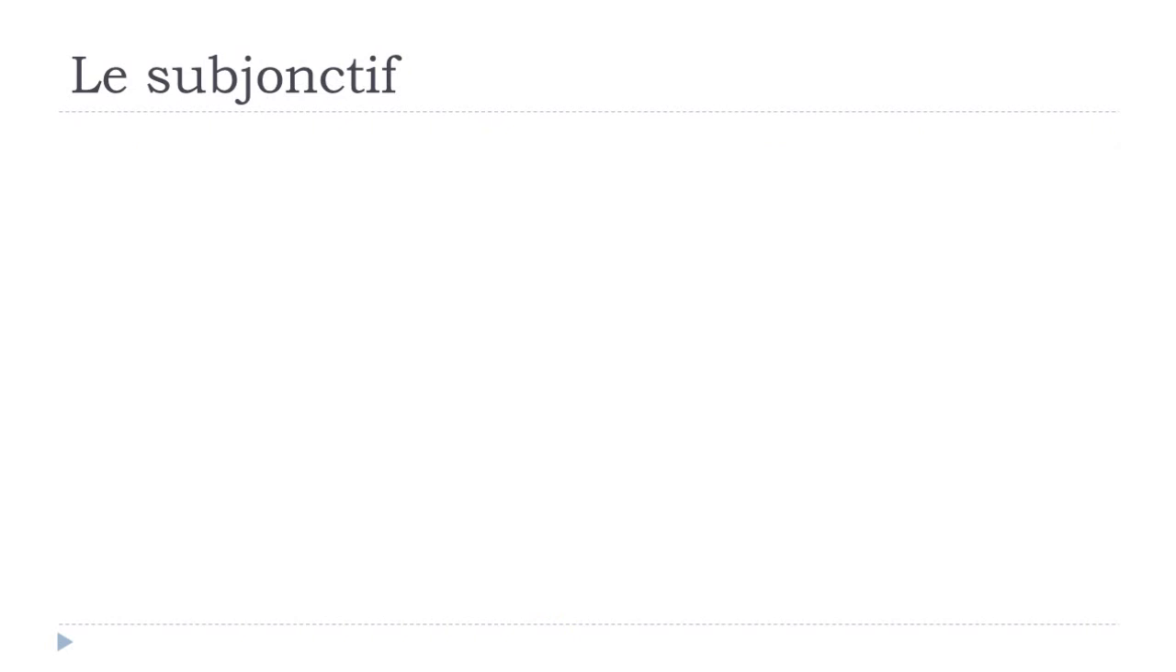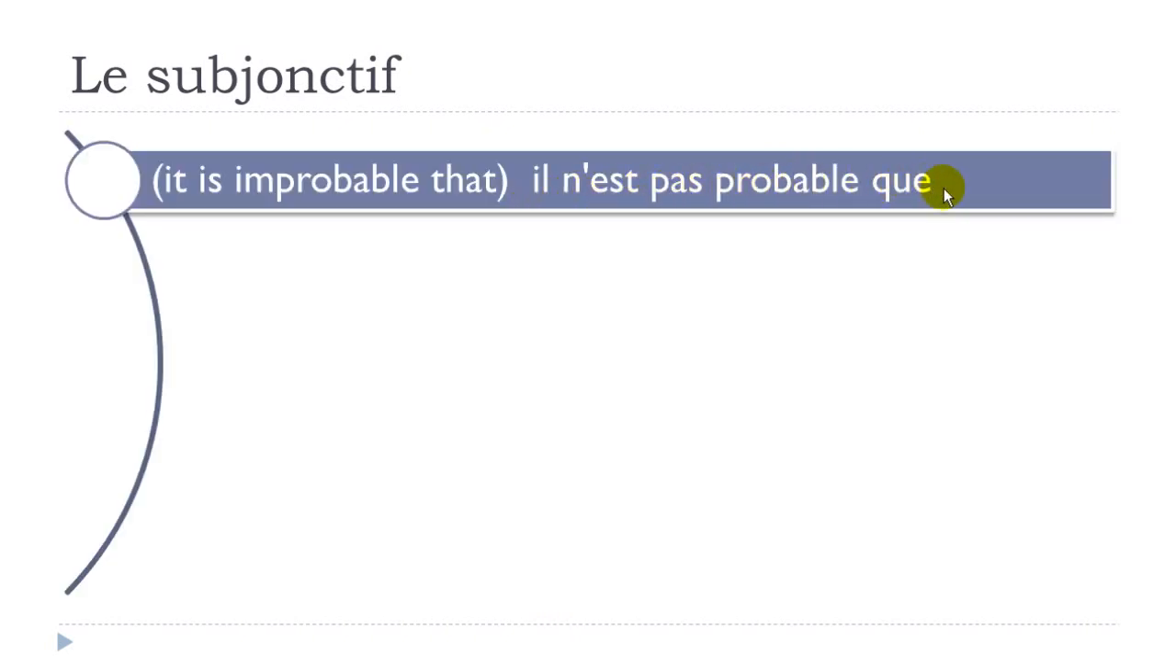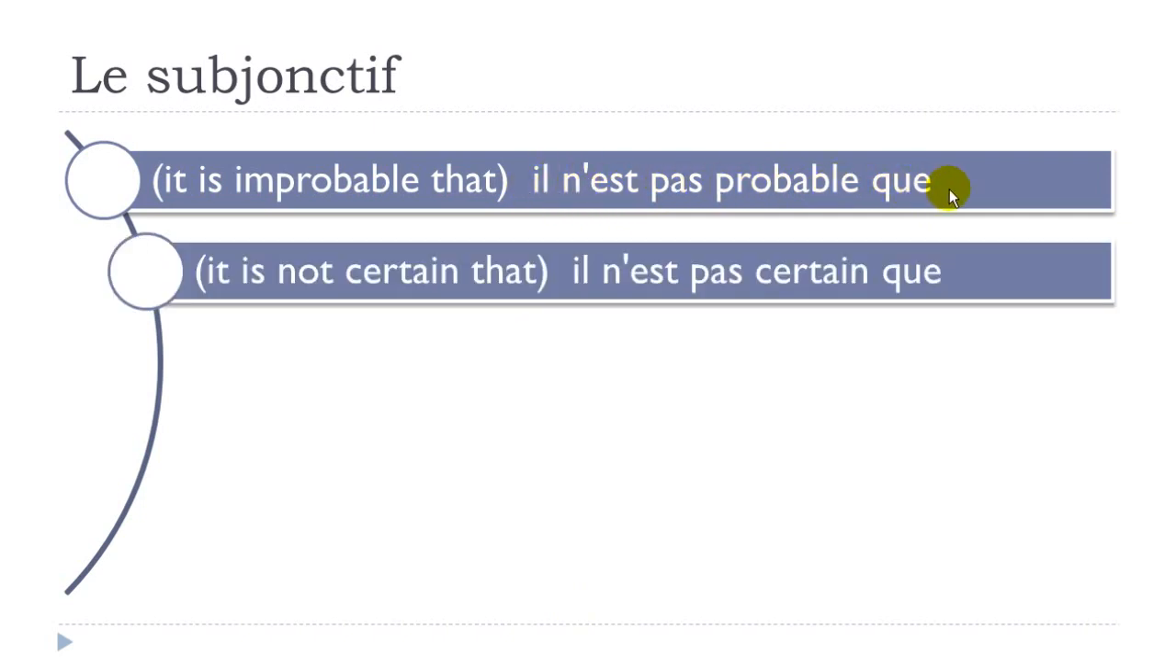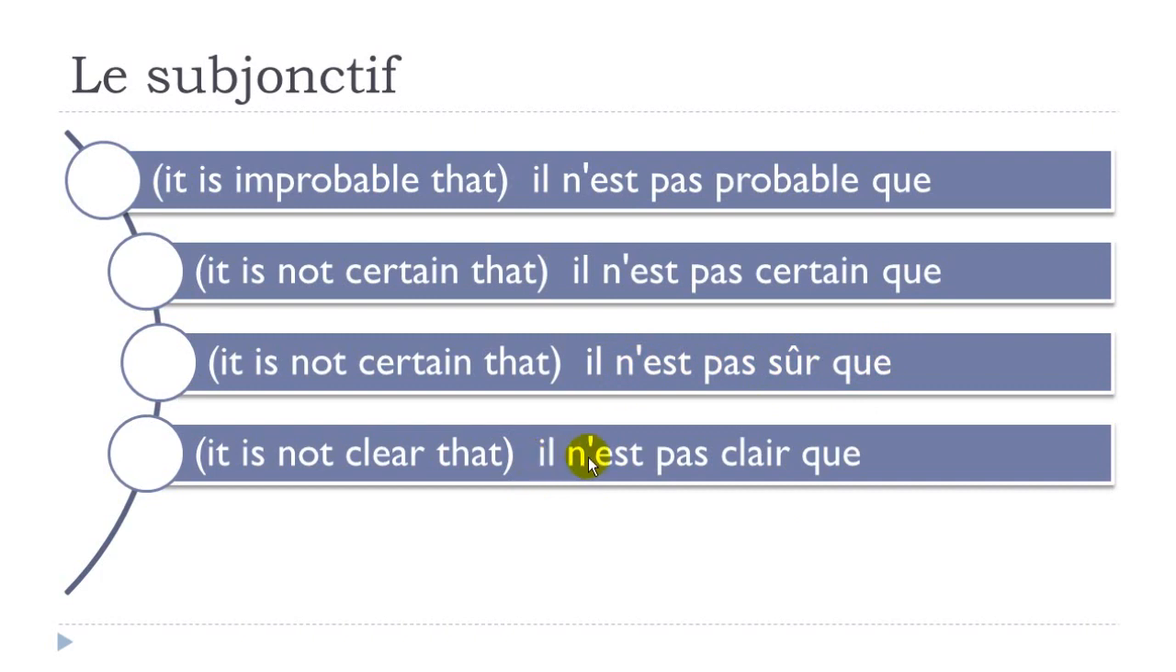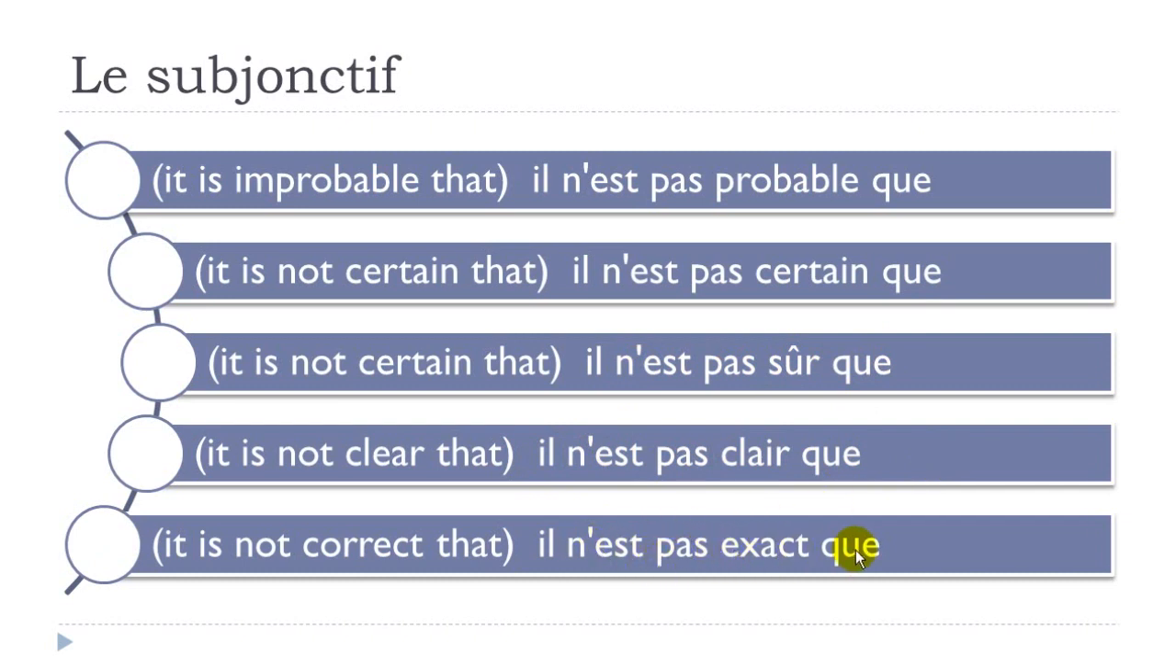Let's continue now. Il n'est pas probable que. Il n'est pas certain que. Il n'est pas sûr que. Il n'est pas clair que. Il n'est pas exact que. Okay, so one more time: il n'est pas probable que, il n'est pas certain que, il n'est pas sûr que, il n'est pas clair que, il n'est pas exact que. And after these expressions, you will have to use le subjonctif.